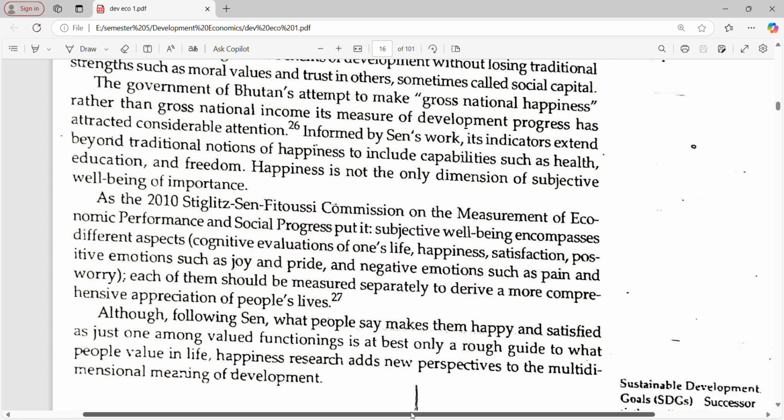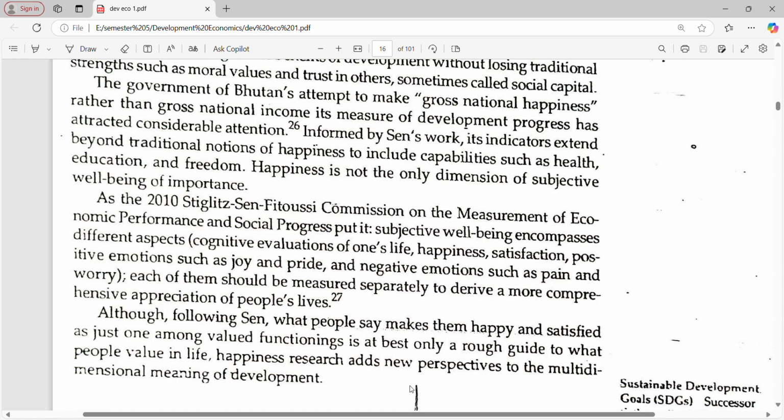So here comes a new concept which relies completely on happiness. That is what the Bhutan government implemented. The Bhutan government prioritized gross national happiness over gross national income. We studied that GNI, like World Bank, categorizes nations based on their gross national income as low income countries, lower middle class, upper middle class, higher income countries and so on. Here, the Bhutan government prioritized happiness over that. So this incorporates broader capabilities such as GNH, such as health, education, freedom.